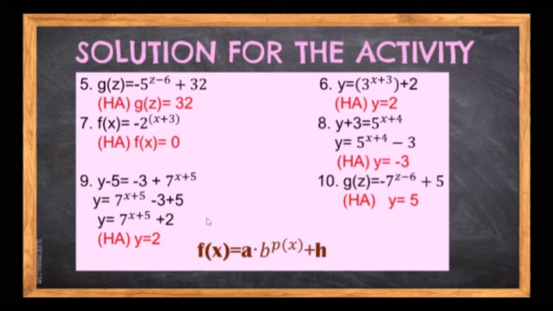And for number 9, y minus 5 is equal to negative 3 plus 7 raised to x plus 5. Transposing negative 5, it will become positive. Negative 3 plus 5 is equal to 2. So our horizontal asymptote in number 9 is 2. The number 10, for the last number, g of z is equal to negative 7 raised to z minus 6 plus 5. So our horizontal asymptote for number 10 is 5.